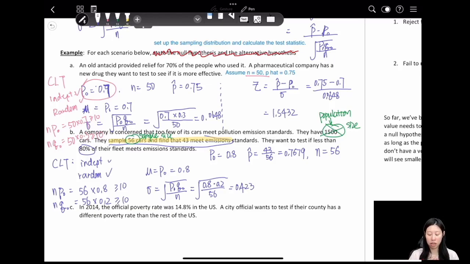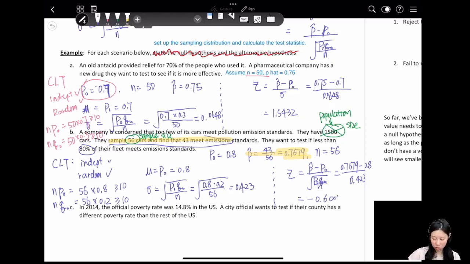Okay, so what about the test statistic? For the test statistic we use the z-score, which is z equals p hat subtract p sub 0 divided by the square root of p naught q naught divided by n. Basically, it's our mu and sigma. But what is p hat? P hat we just calculated, which is 0.7679, subtract 0.8, divided by our sigma, which is 0.423. So our z-score statistic equals negative 0.6005.